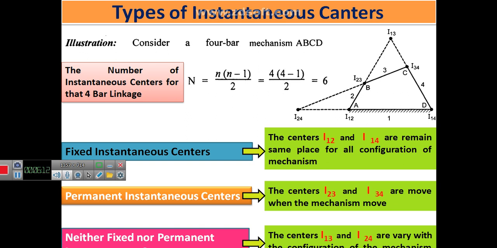So as usual, you start by finding the number of instantaneous centers using the formula N equal to n into n minus 1 divided by 2. You substitute n as 4 here because we have 4 links in the arrangement. So 4 into 4 minus 1 divided by 2.